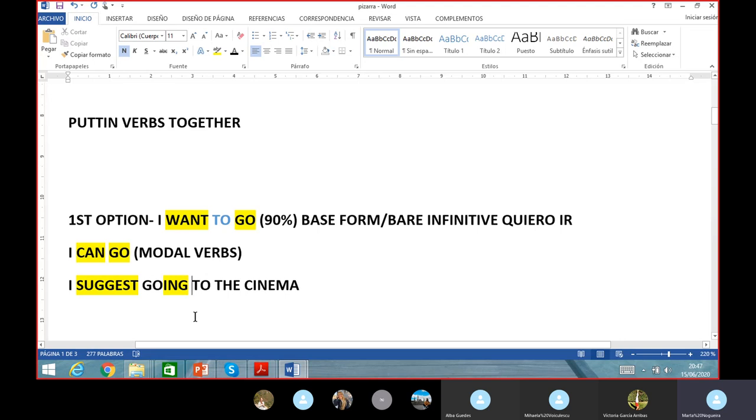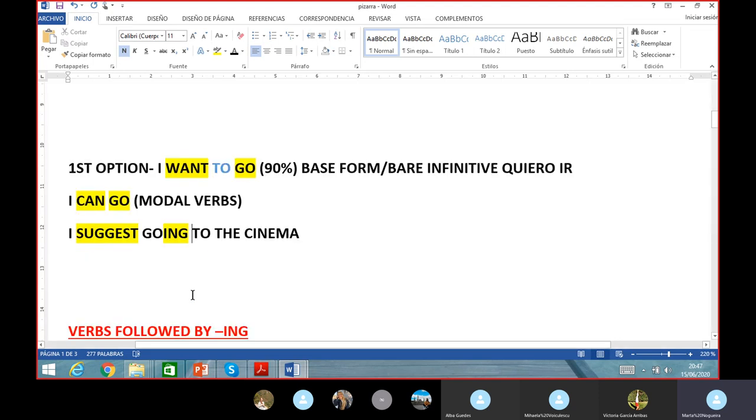¿Por qué ponemos detrás de algunos ing? Es por el uso, ¿vale? Ya está. Como cuando en español puede valer si yo fuera o si yo fuese, ¿vale? Pues esto es por el uso. Pues ¿por qué pongo ing o to? Por el uso. Ya está, por cómo se usa la lengua. That's it. Entonces, después de ciertos verbos, pongo ing.